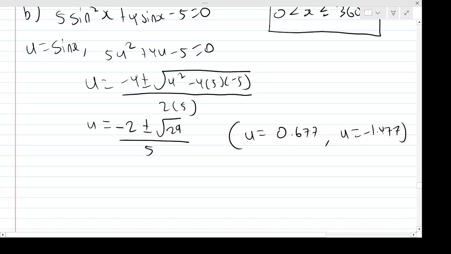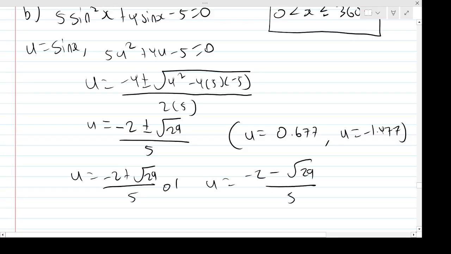That's what it means. So again, u is going to be minus 2 plus root 29 over 5, or the negative case, right? u is minus 2 minus root 29 over 5. Again, the positive fraction here is 0.67. The negative is just minus 1.47, okay? But yeah, there we are.